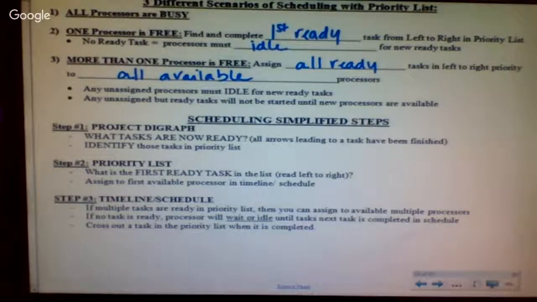Again, if nothing is ready, you're going to idle. So, in some more simplified steps that may make more sense when you go back and look at this: step 1, ask yourself what tasks are ready. Identify them in the list. Okay? Schedule your ready tasks and keep going. If you have no tasks ready, we're going to idle.